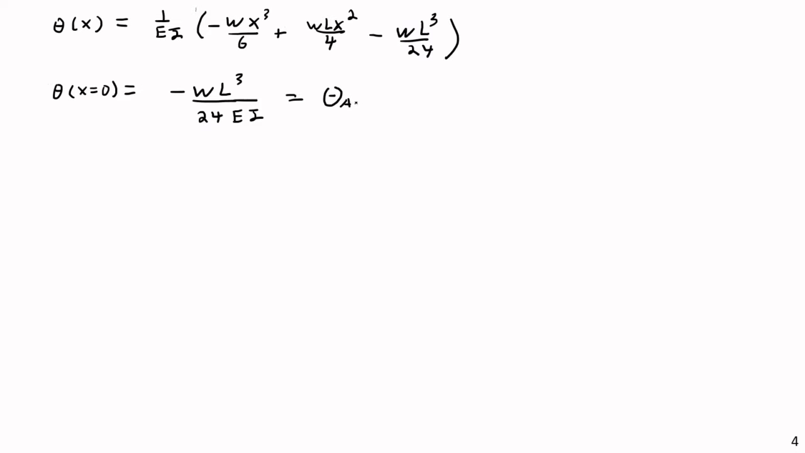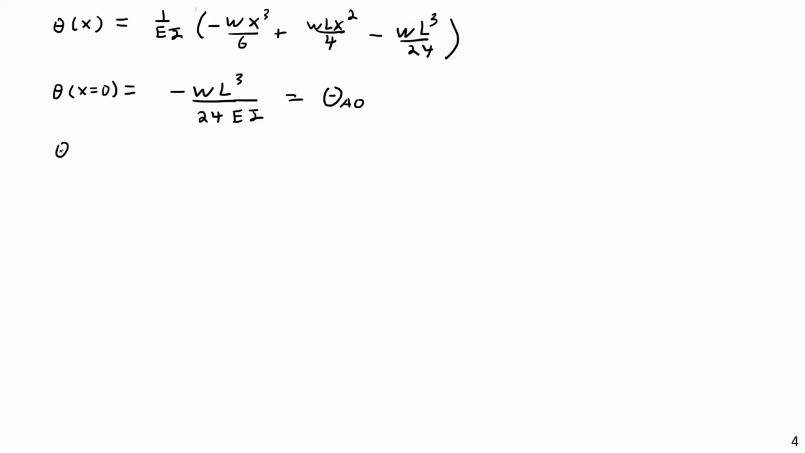This is the rotation at joint A with the actual loading applied if the redundant reactions were removed, and the redundant reactions that I chose were my moment supports, or my moments. So this is my capital theta A naught. Again, that is the rotation at A if the moments were removed, or if the fixed supports are removed.